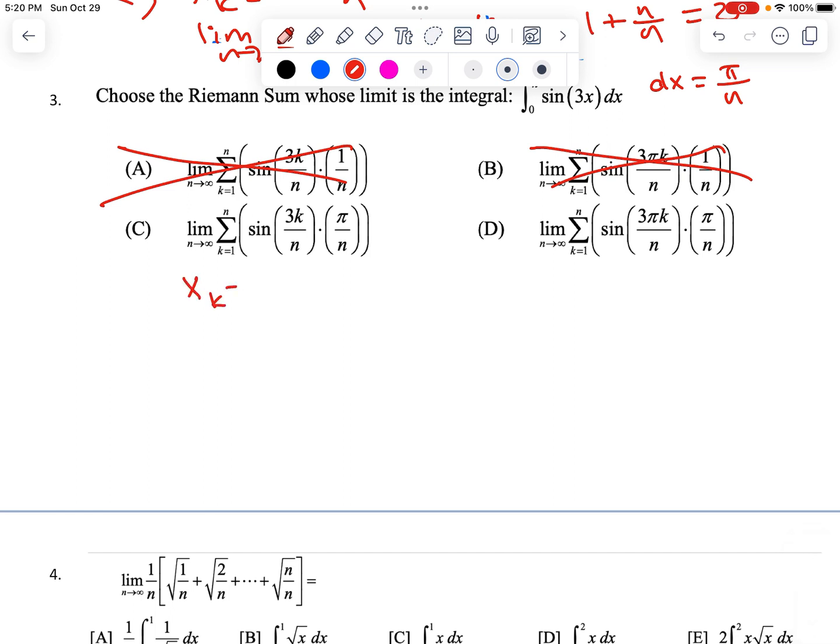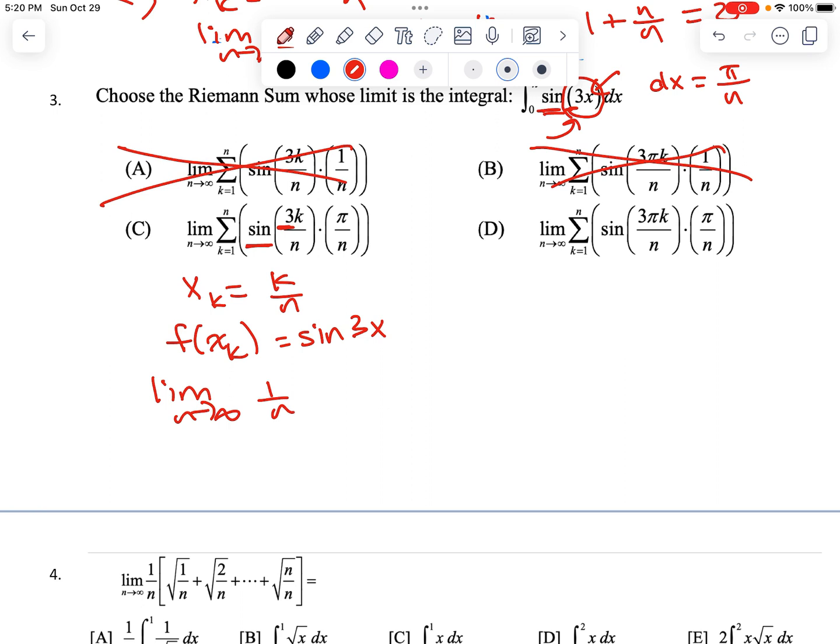So your x sub k, notice the function is sine of 3x. So this has to be your x sub k somehow. Notice in this problem, the sine is already there, the 3 is already here, so your x would just have to be the k over n piece. So that would give you f of x sub k equals sine of 3x, but let's check our limits.